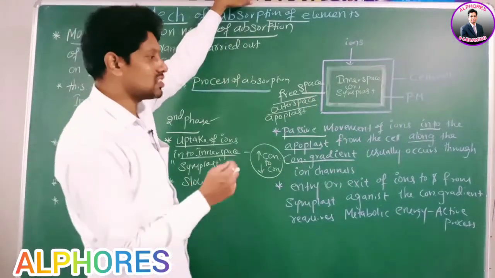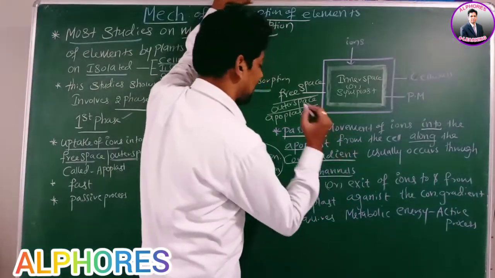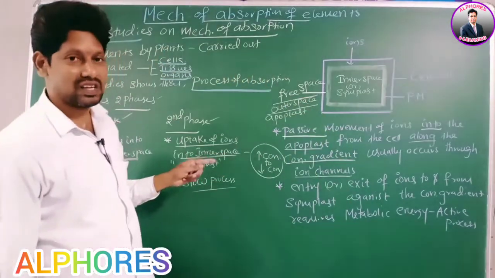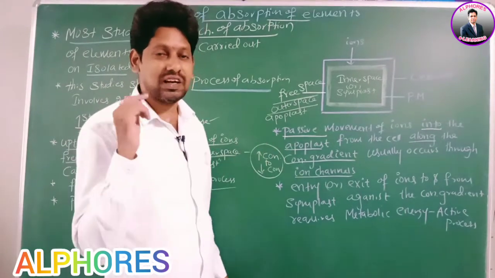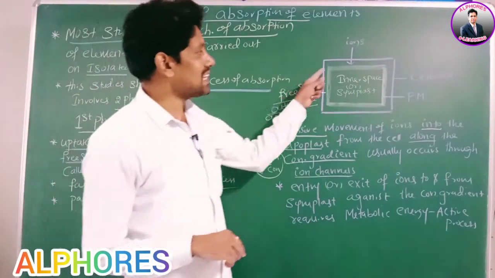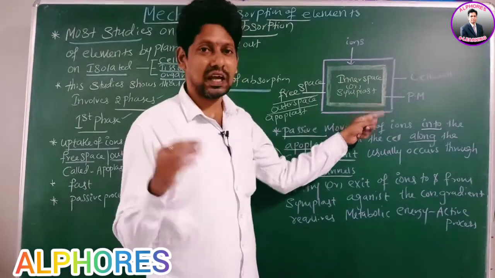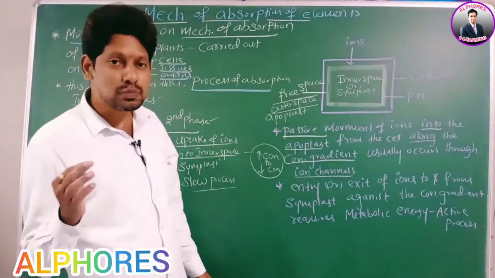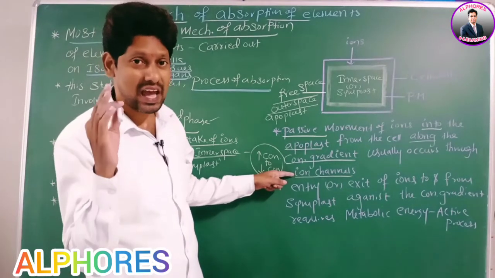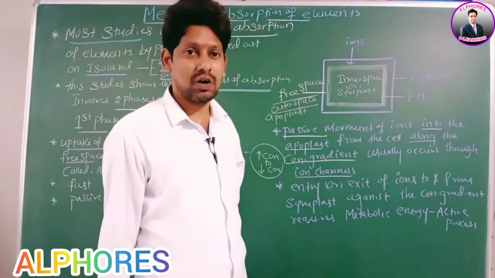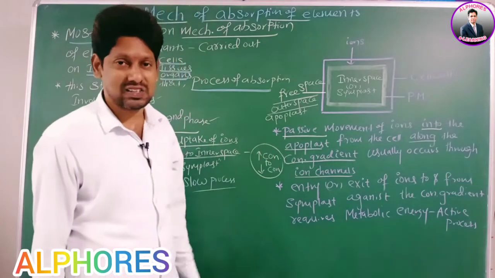This takes place through what? Ion channels. In first year we read one statement: the plasma membrane contains different types of proteins. Some of these proteins act as ion channels and some of the proteins act as carrier proteins. Yes or no? Some act as ion channels.